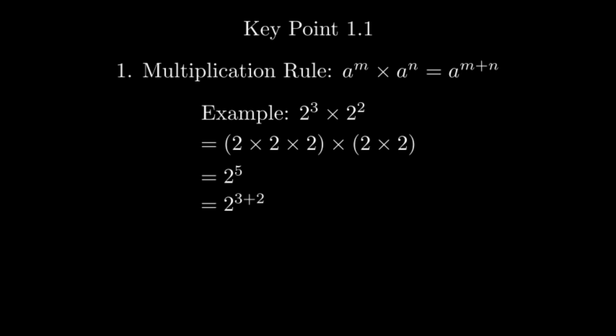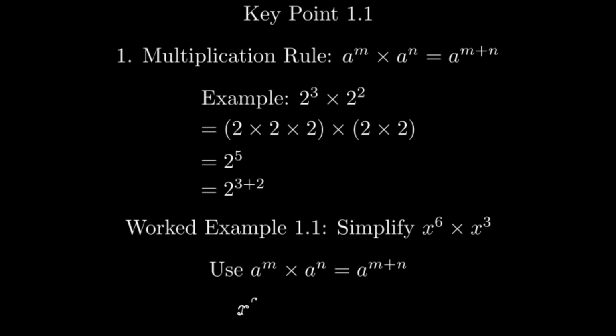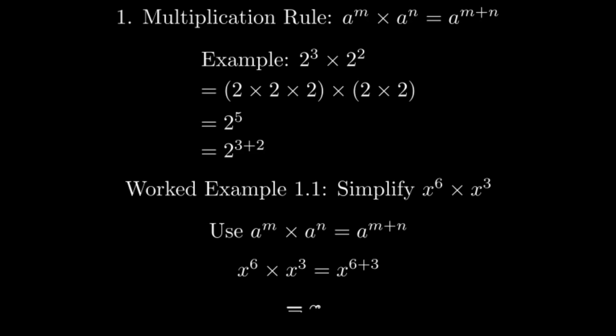Let's apply this to a worked example. Let's simplify x to the 6th times x to the 3rd. Here the base is x, and we are multiplying, so we add the exponents 6 plus 3. This gives us our simplified answer, x to the power of 9.